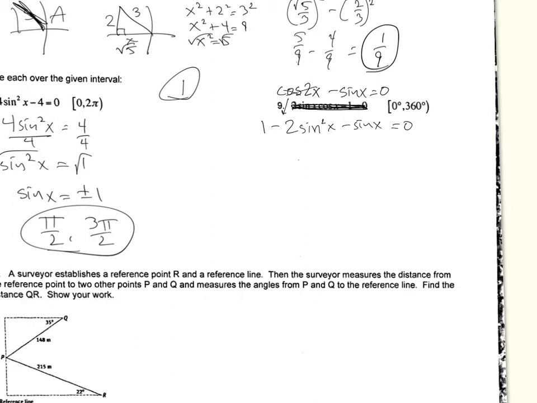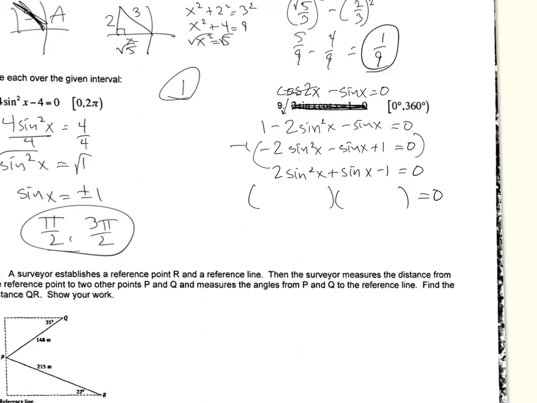So you have a trinomial because you have a term squared, a plain term, and then a plain number. So I'm going to put this in the right order. Negative 2 sine squared x minus the sine of x plus 1 equals 0. I don't like to factor when my first number is negative, so I'm going to multiply everything by a negative 1. So this is going to be now 2 sine squared x plus sine x minus 1 equals 0.